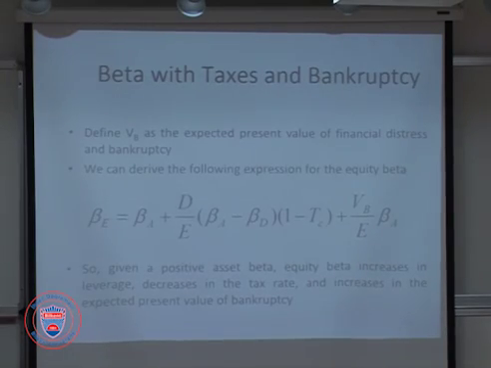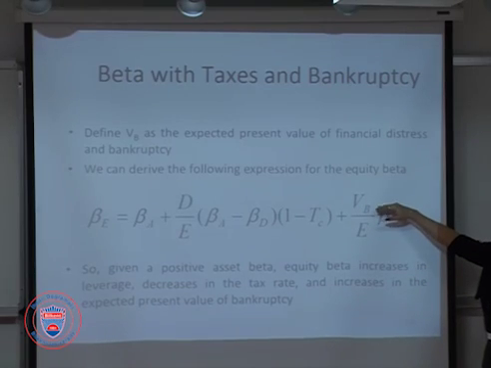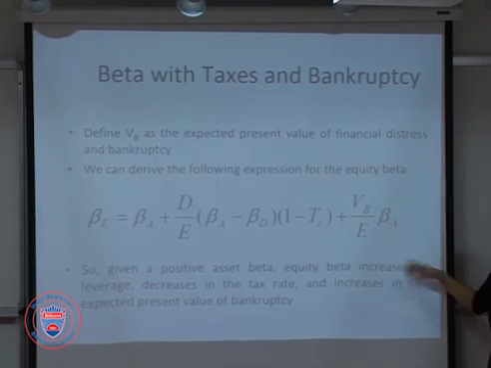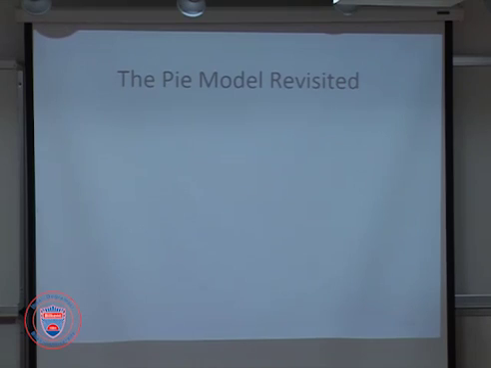So if you're interested in beta, you probably remember the beta from the previous slides. The only thing we add is here. So here we have the expected present value of bankruptcy. I'm not going to focus on this because I don't think we're going to use it at all. But just for familiarity, I put it here. So as long as you have a positive asset beta, equity beta will increase in leverage. And it will decrease in the tax rate, as you can see from the formula. And it's going to increase in the present value of bankruptcy, which is actually very common sense.